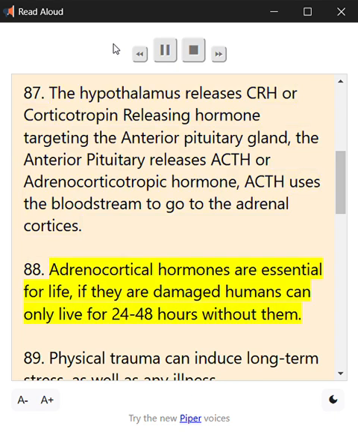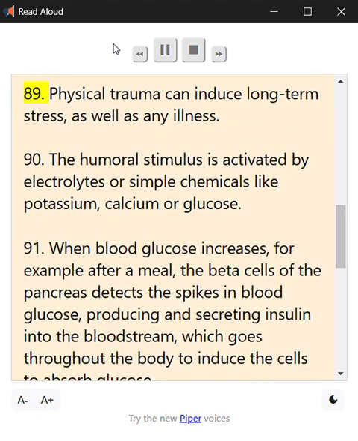88. Adrenocortical hormones are essential for life. If they're damaged, humans can only live for 24 to 48 hours without them. 89. Physical trauma can induce long-term stress, as well as any illness. 90. The humoral stimulus is activated by electrolytes or simple chemicals like potassium, calcium or glucose.